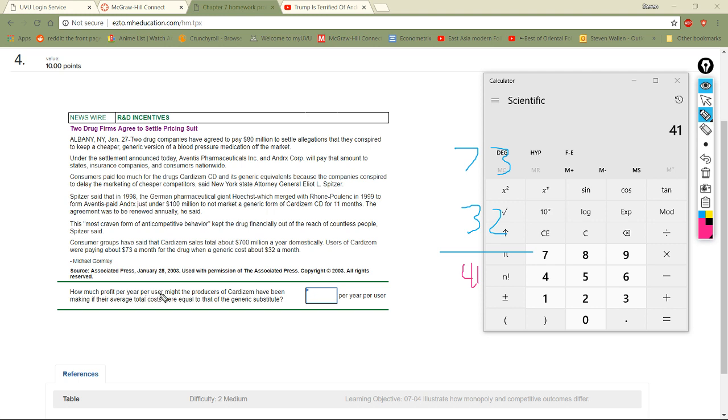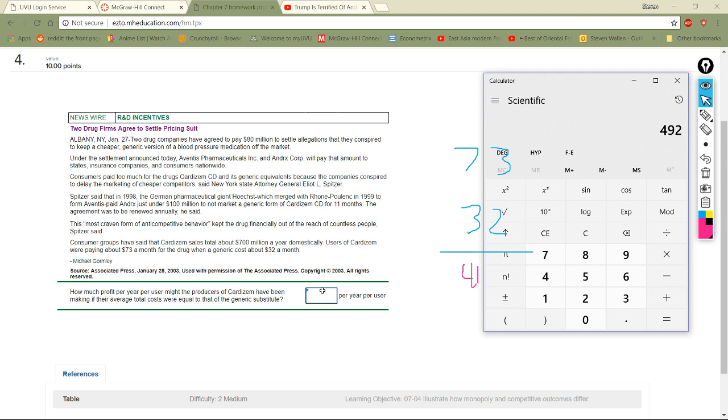How much profit per year per user might the producer of Cardazine have been making if their average total costs were equal to that of the generic substitutes? We're assuming that it costs the exact same for that monopoly to make their drug as the generic. The only difference is that they're able to sell it at a high amount because they have protection in the market. Okay? And so with the $41, we then times that by 12, because they're taking this a month. It says right here, a month. 41 times 12. There we go. 492 per user.